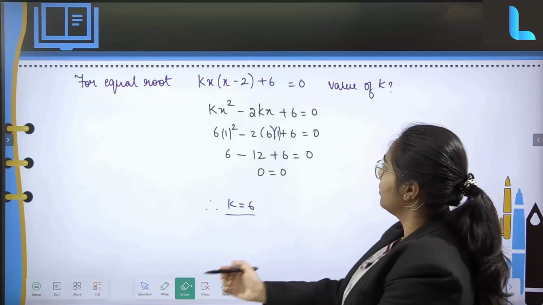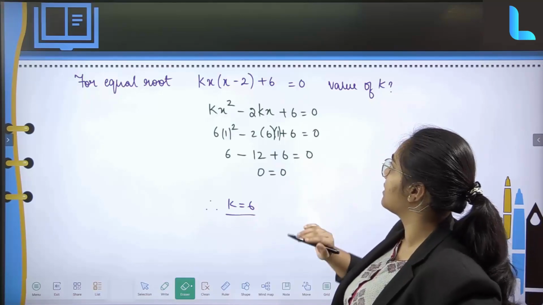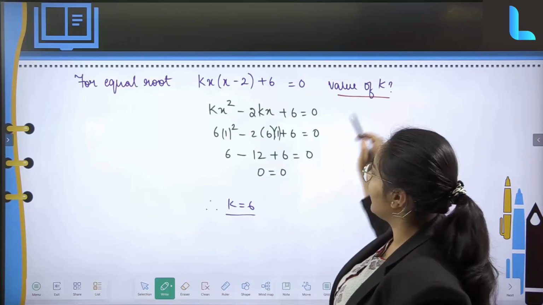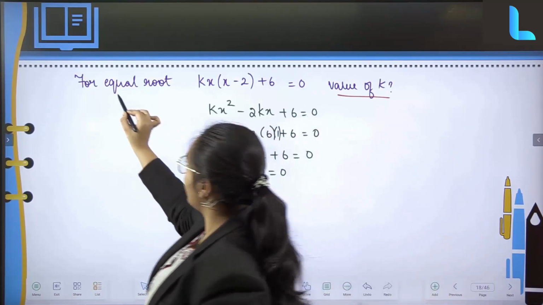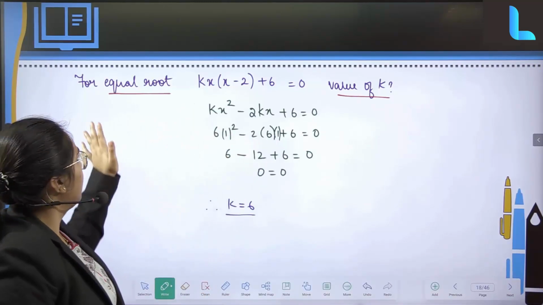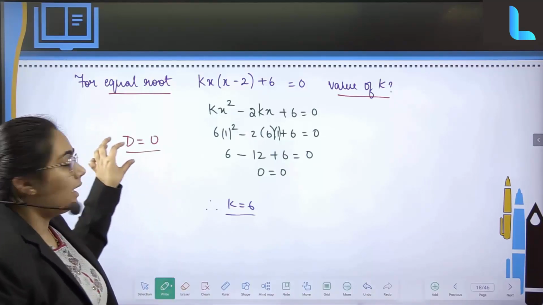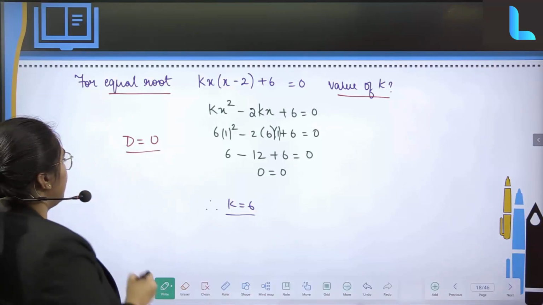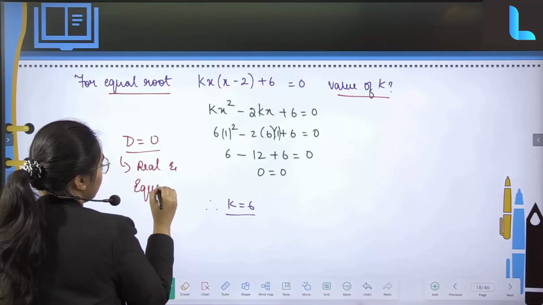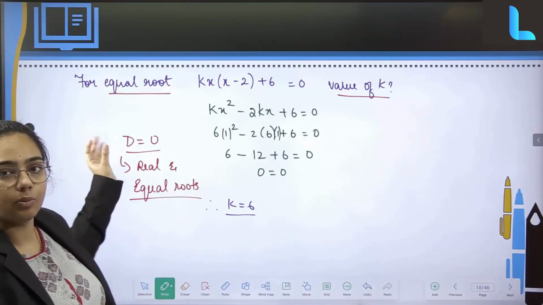Next question. For equal roots, kx into x minus 2 plus 6 is equal to 0, what is the value of k? Right. So what is the one hint given over here? They said it is going to have equal roots. So what is the prominence if it has equal roots? If it has equal roots, then we can tell that D is equal to 0, where we will be having real and equal roots.